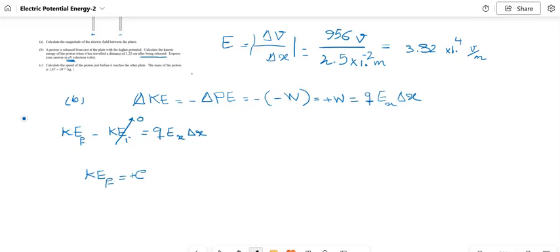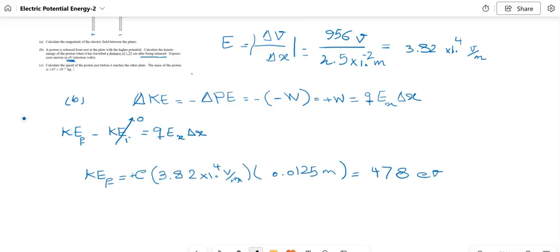So the charge of a proton, which is E, multiplied with the electric field that we calculated from the previous step, 10 power of 4 volt per meter, times the displacement, which is 0.0125 meter. We converted centimeter to the meter. So we will have 478 electron volt for the kinetic energy.